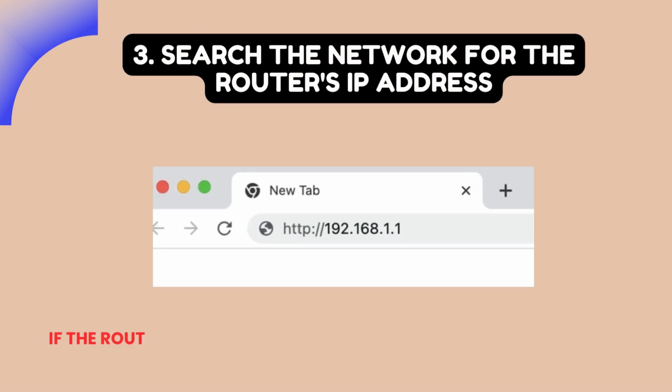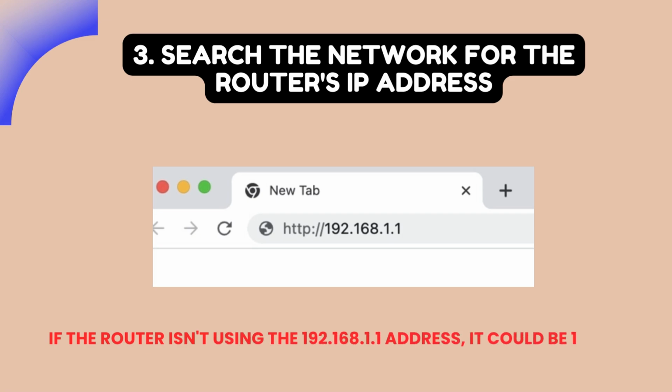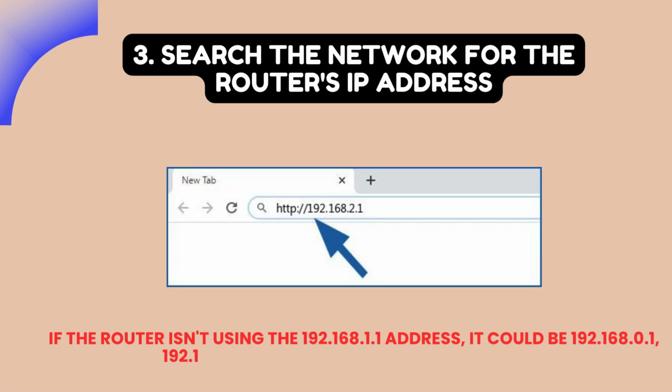3. Search the network for the router's IP address. If the router isn't using the 192.168.1.1 address, it could be 192.168.0.1, 192.168.2.1, or something entirely different.